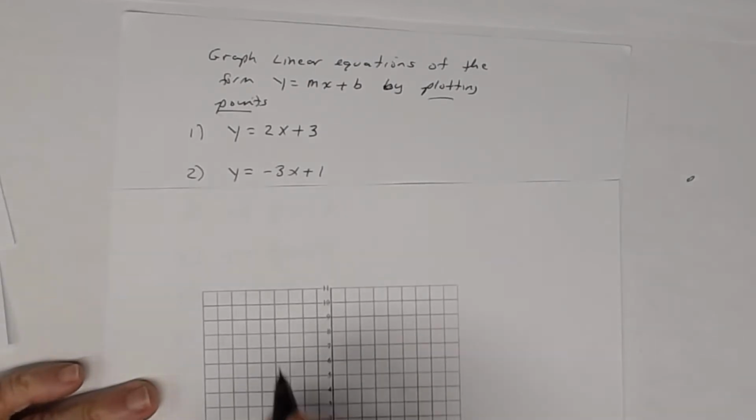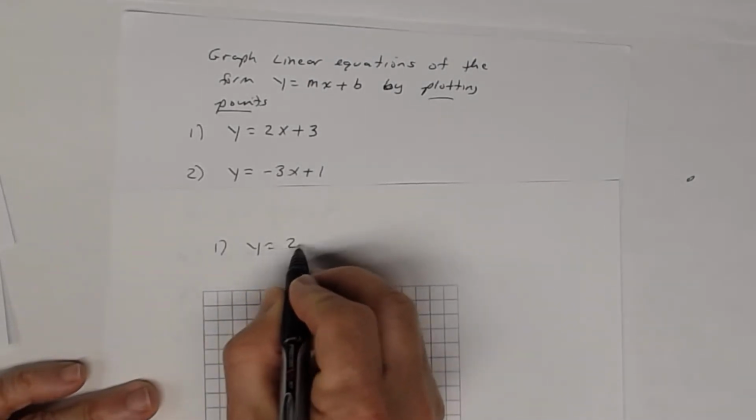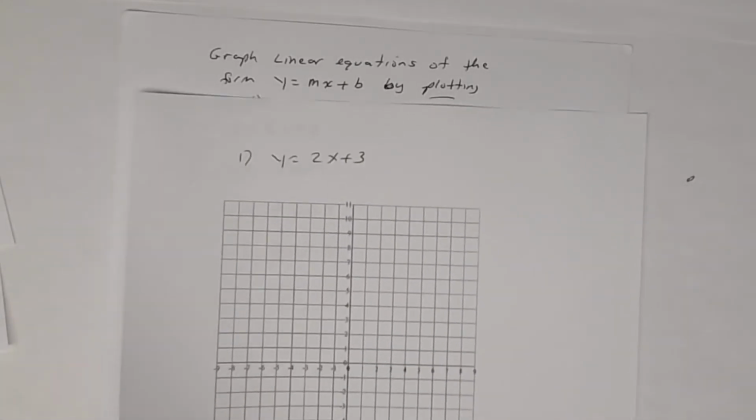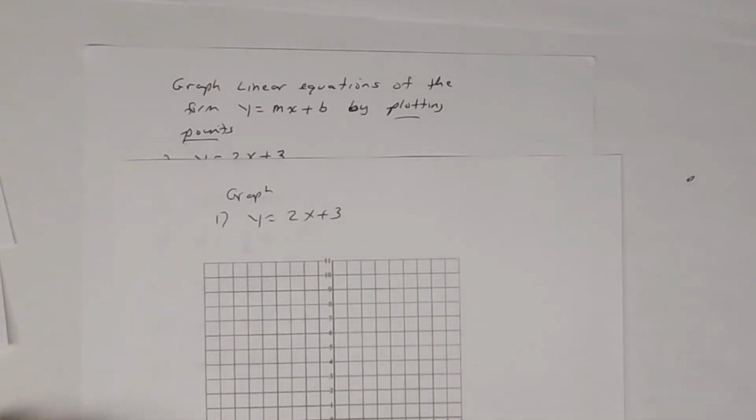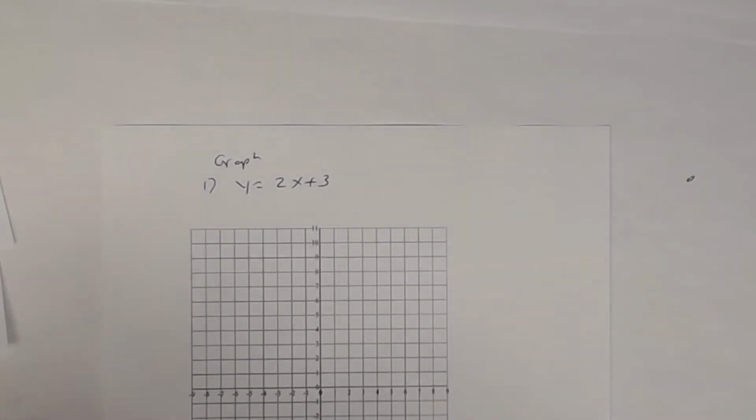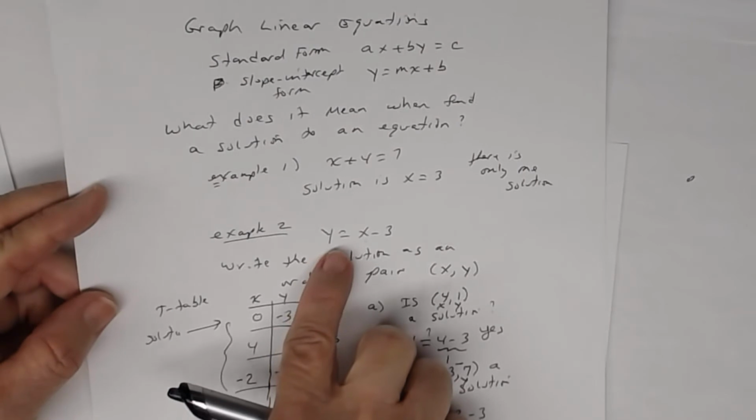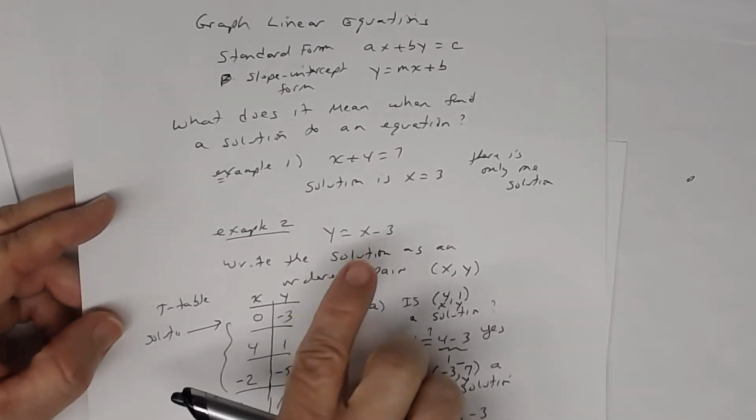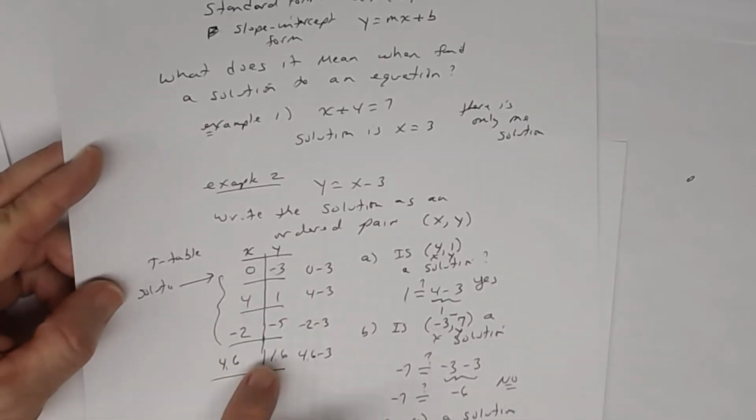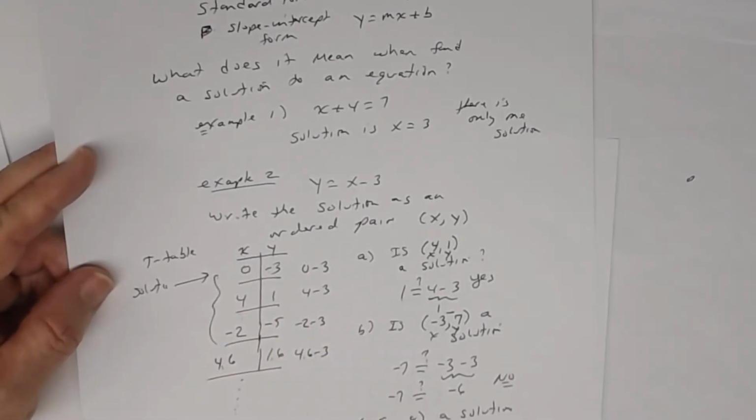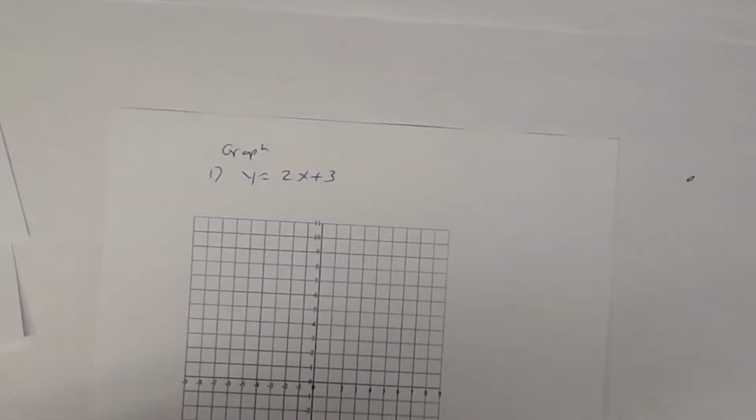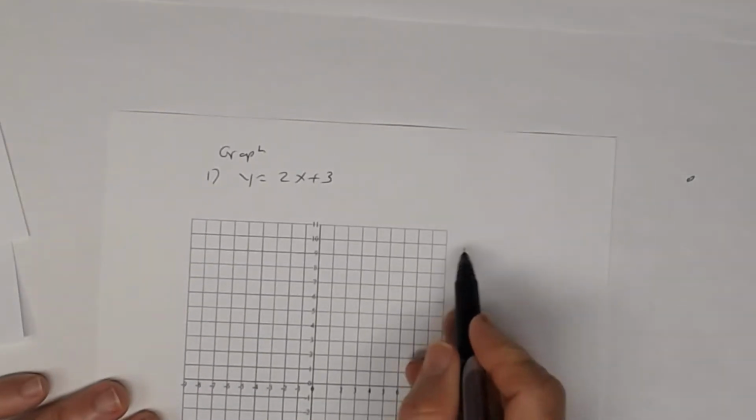Number 1, y equals 2x plus 3. We want to graph this linear equation. Notice there are two variables, x and y. Remember when we talked about graphing the solutions to y equals x minus 3, we used a t-table. That's what you're going to use when you're plotting points. When it says plotting points, you're going to use a t-table, and we're going to do that here.